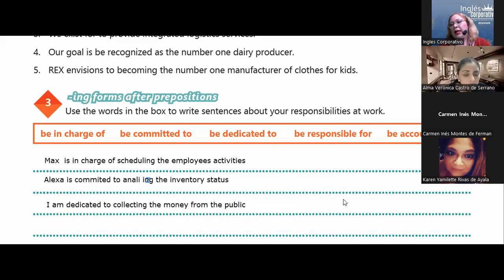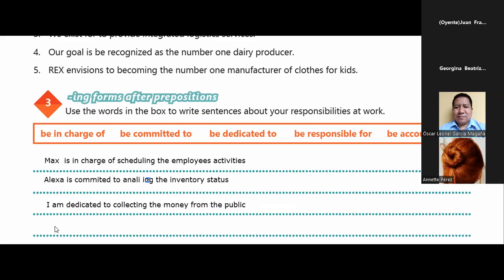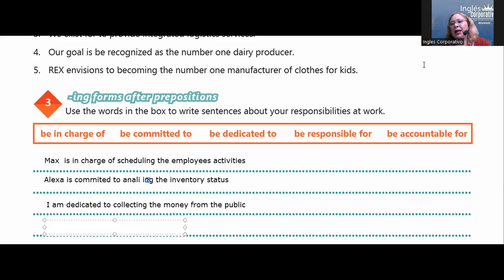Okay, people, ¿vamos bien acá? Yes. Okay. De acuerdo a lo que hemos explicado, a ver, ¿alguien me quiere dictar un ejemplo? Okay. Bueno, well, I am responsible for elaborating financial reports. Excellent. That's very good, Rosa. Okay. I am responsible for elaborating the financial report or financial reports, right?